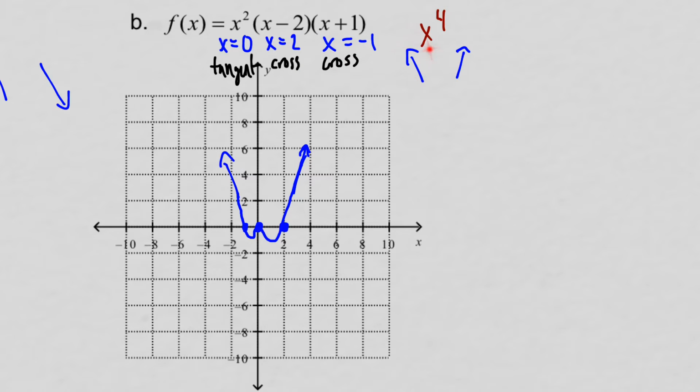Also found the leading term, which is x to the 4th. X squared times x times x, x to the 4th. That means that since it's positive, it's going up on the right side. And since this is even, they're both the same. So up and up. And so it goes this way and then around and this way because it's supposed to cross at negative 1. It's supposed to be tangent at 0, so that's why it just touches it and comes back down. And then cross again through 2.